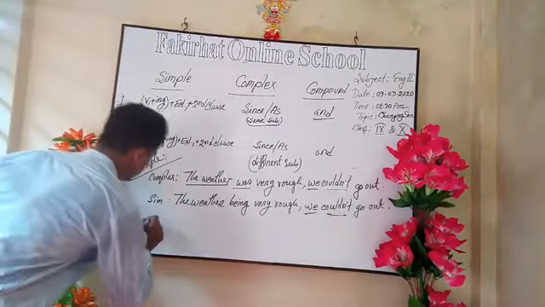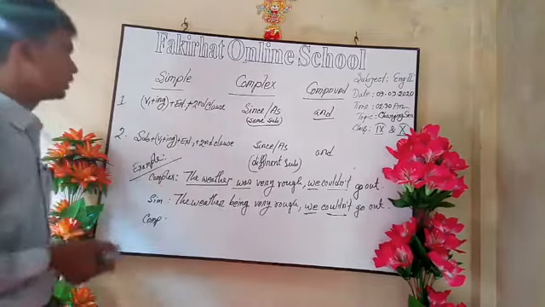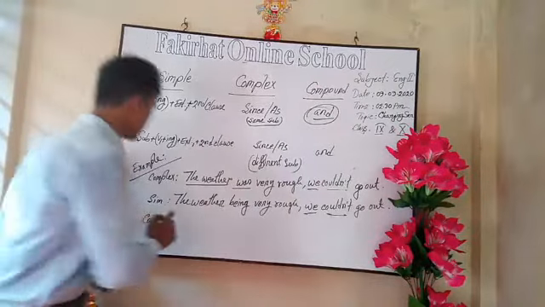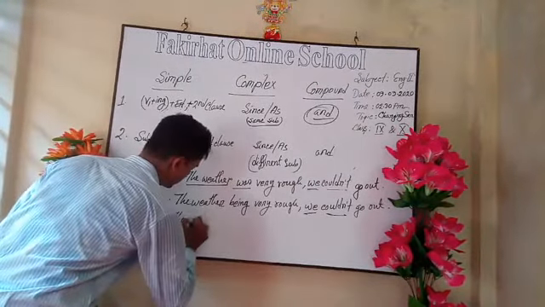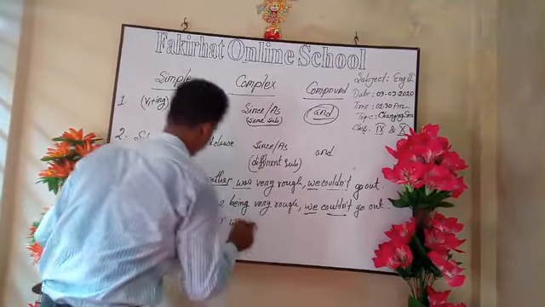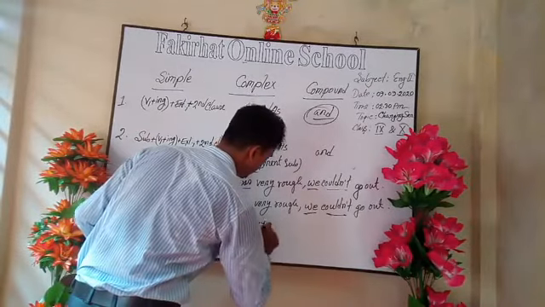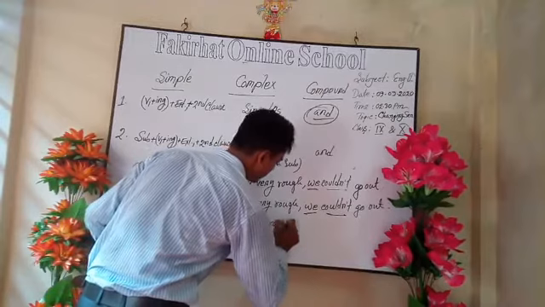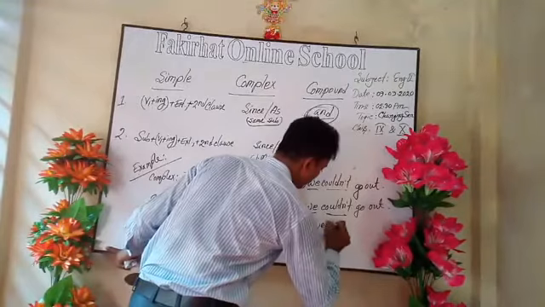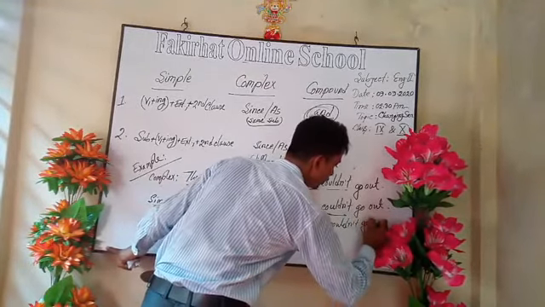Now come to compound sentence. Here we have to use and. So the weather was very rough and we couldn't go out.